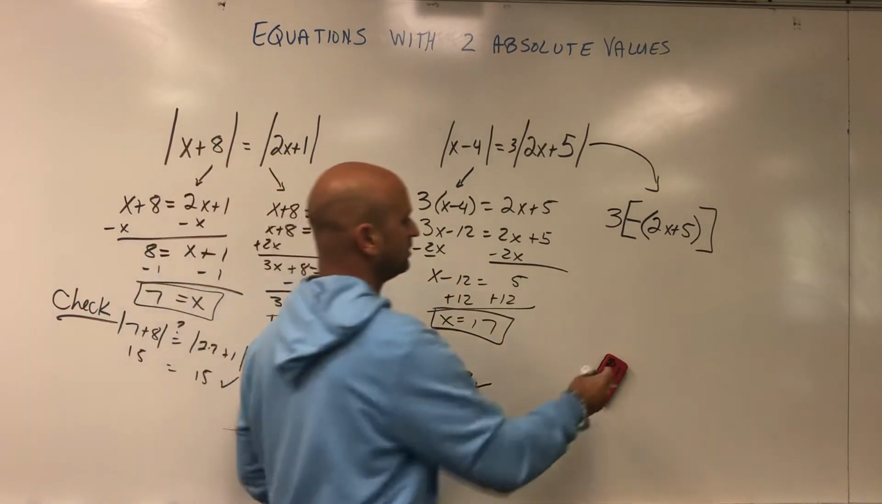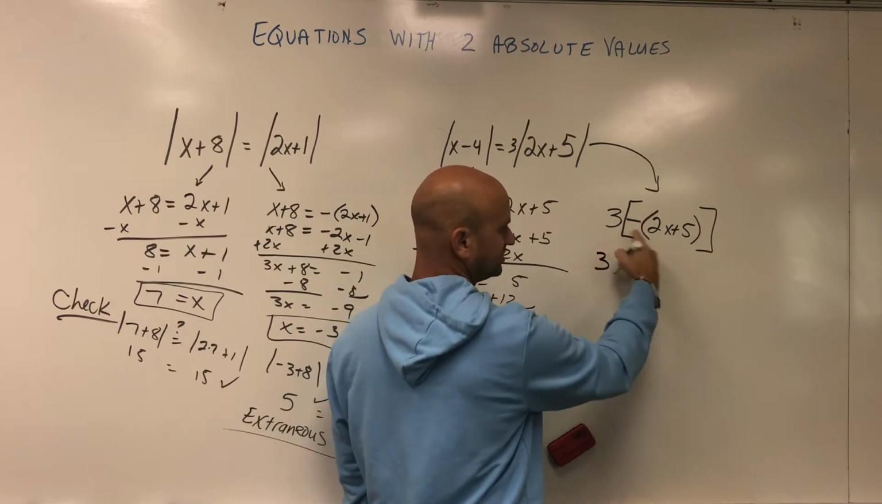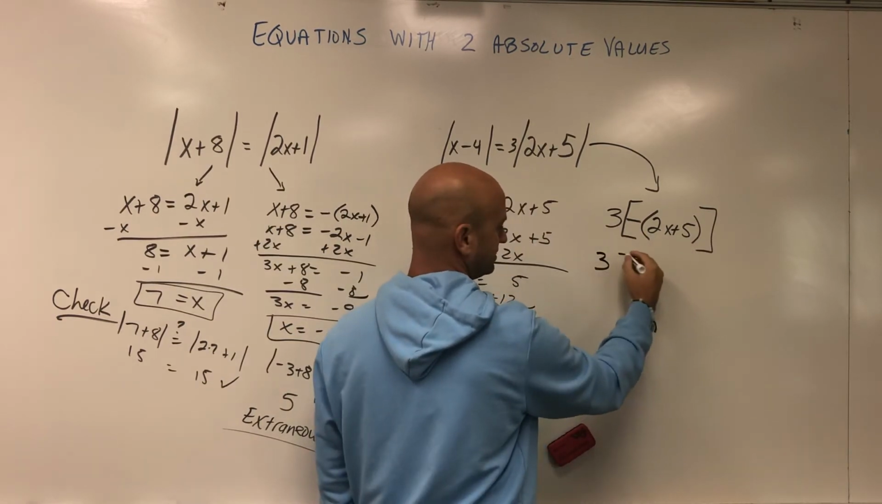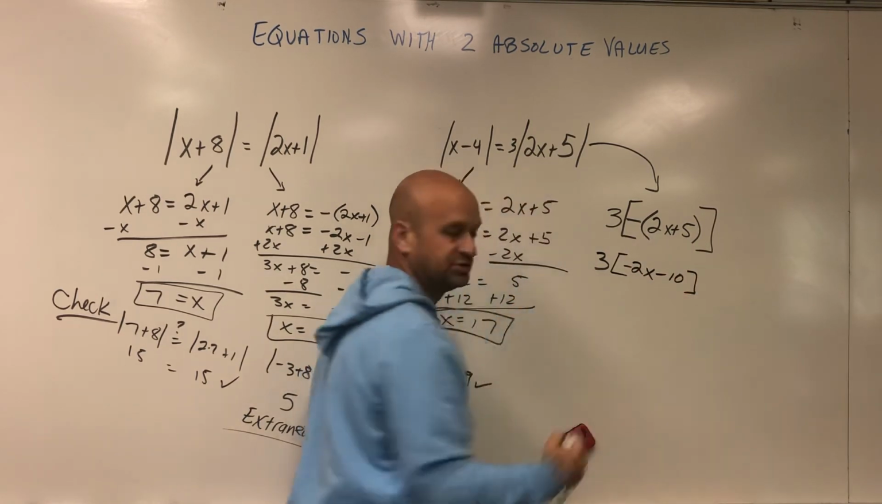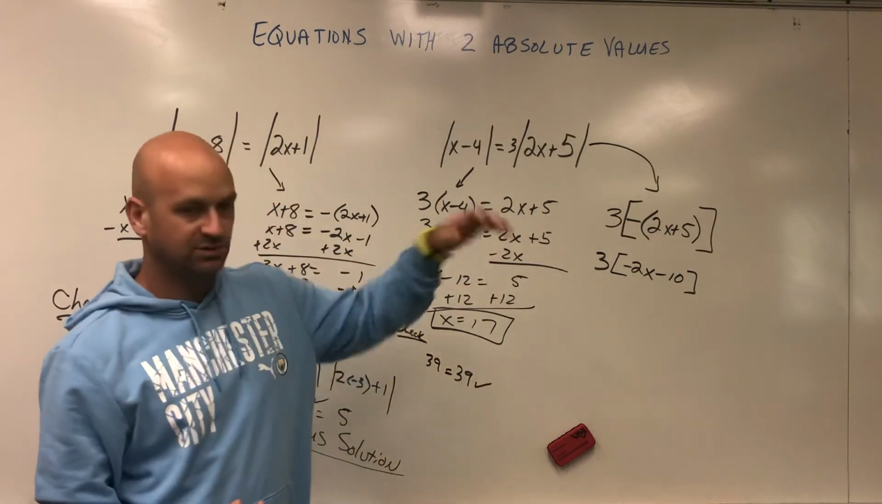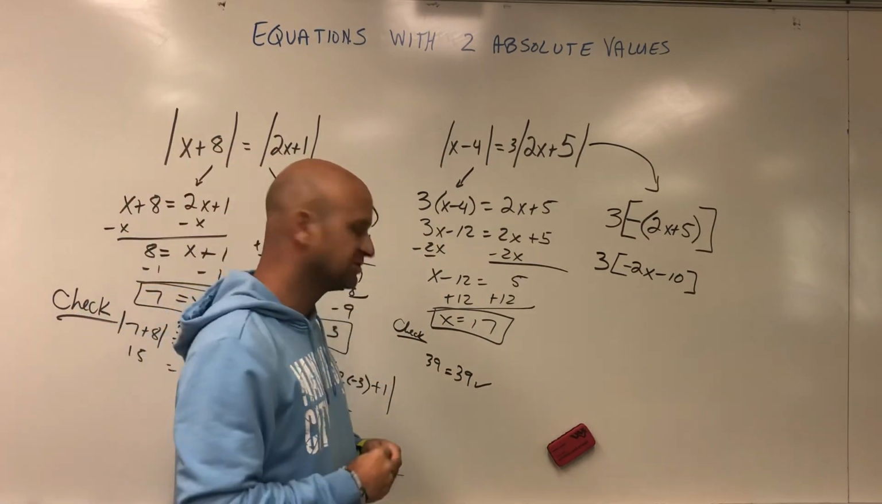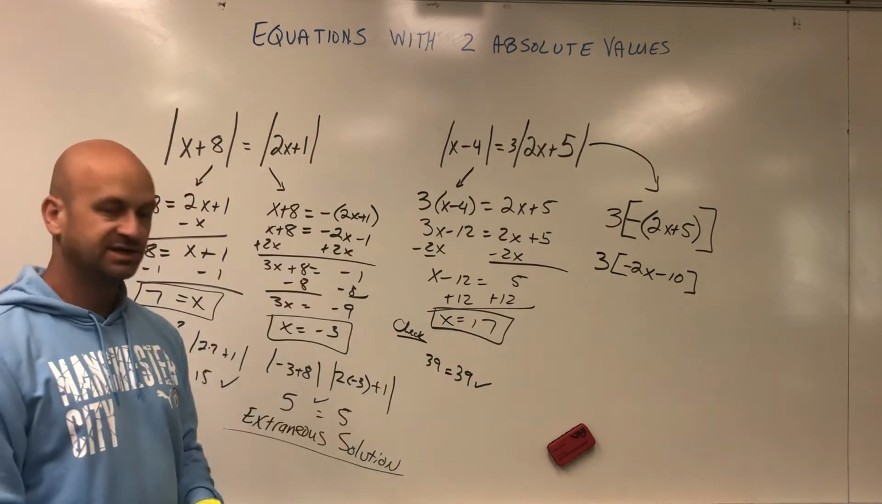So if we were doing the work here, the 3 stays here. We change the signs of all of this, so that would be a negative 2x minus 10. At that point, you can keep the brackets or make them parentheses again, it doesn't really matter. Now we would distribute and go ahead and finish solving the question. Again, when we get our answer, we have to check for extraneous solutions.